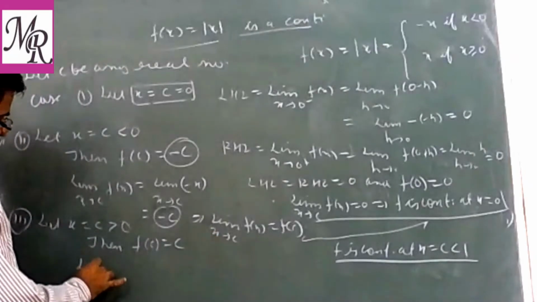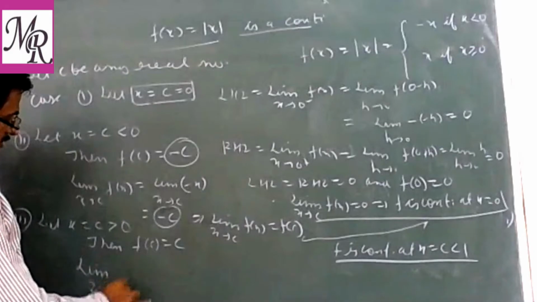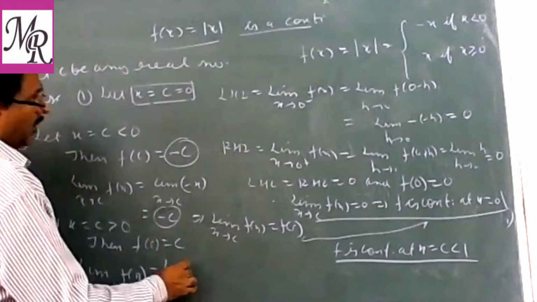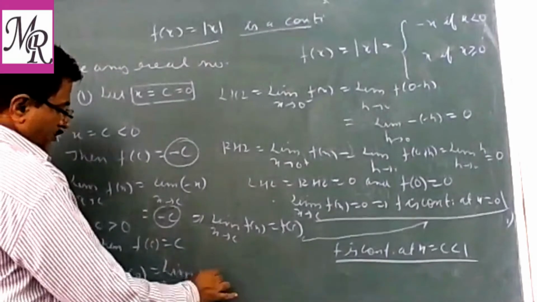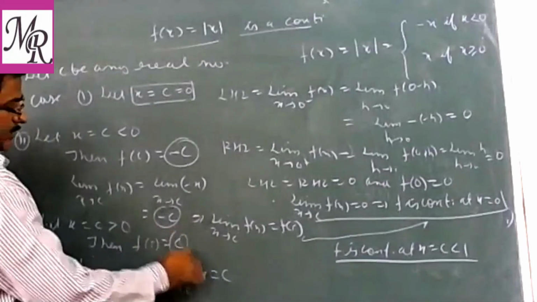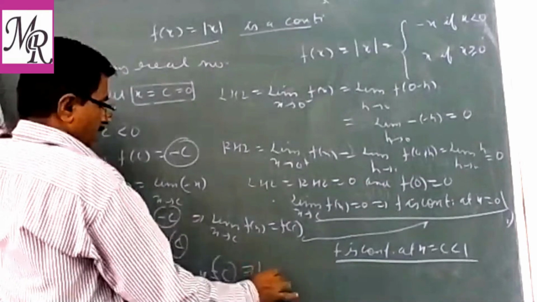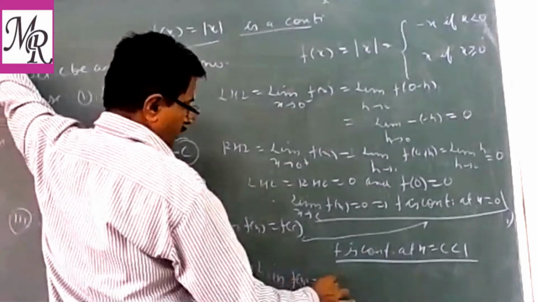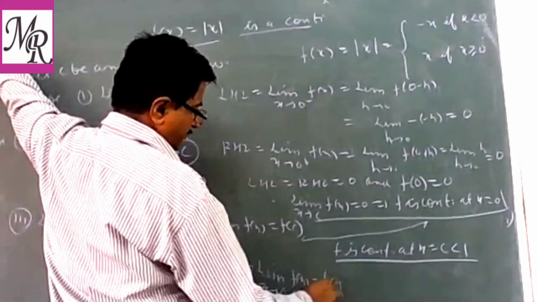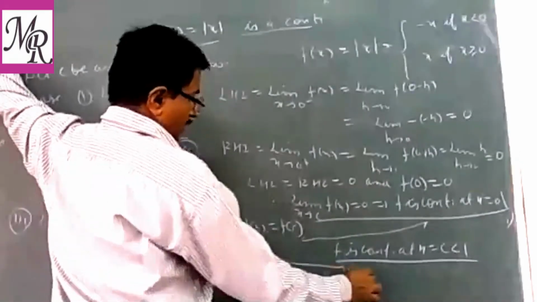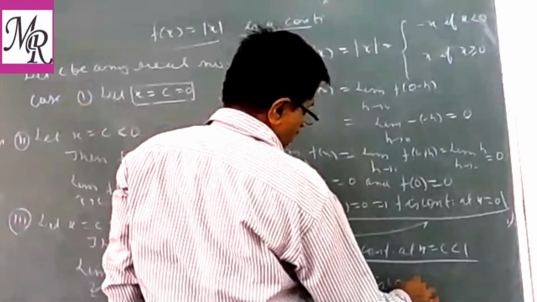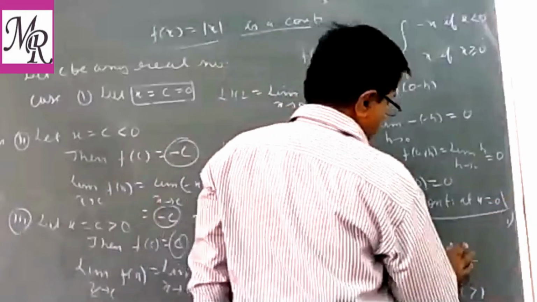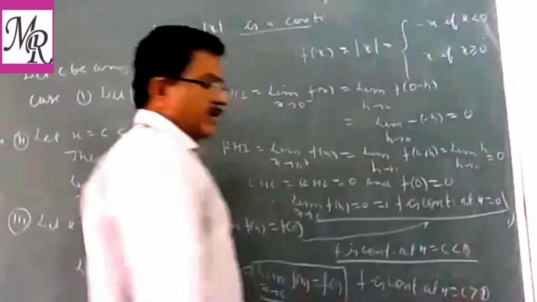Also you find the limit for this, limit x tends to c f(x). So limit x tends to c, the value of the function is x, put value c. So both are again equal. So here also you write limit x tends to c f(x) equal to the value of the function at that point. So you can say f is continuous at x equal to c where c is greater than 0.